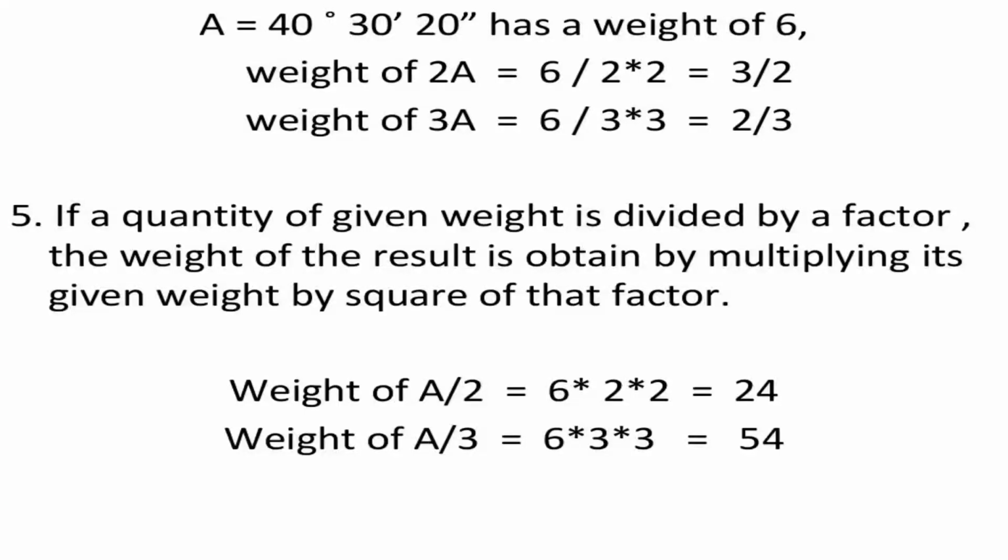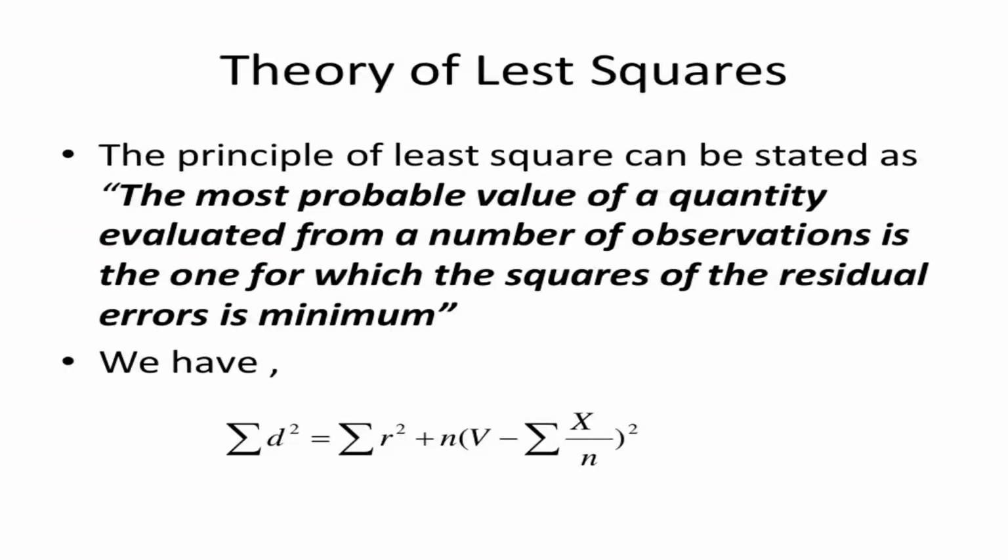Next, if a quantity of a given weight is divided by a factor, the weight of the result is obtained by multiplying its given weight by the square of that factor. So the weight of A divided by 2 is 6 multiplying 2 into 2, which is equal to 24. Like that. Then the theory of least squares.